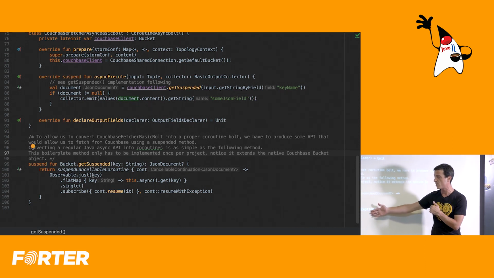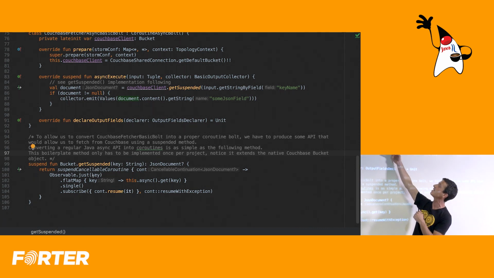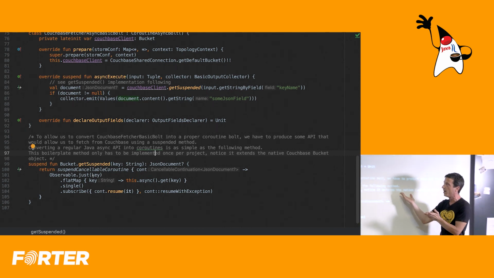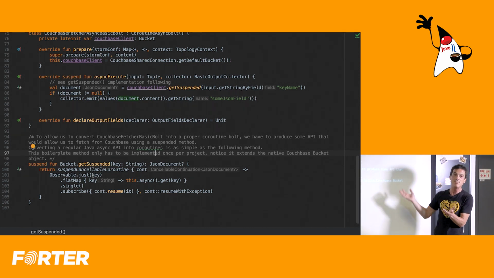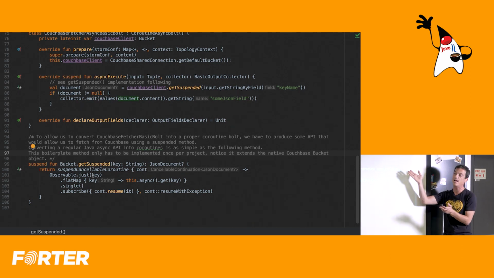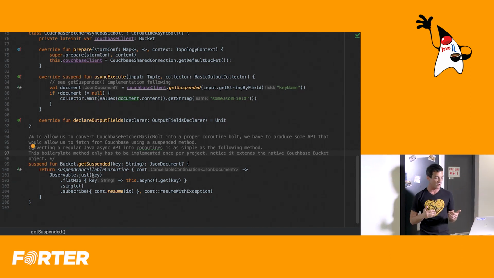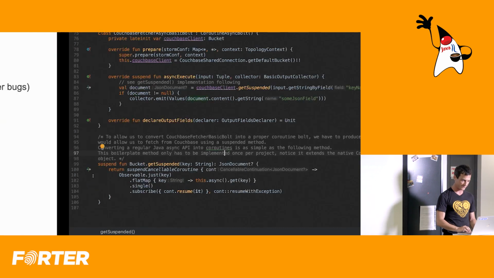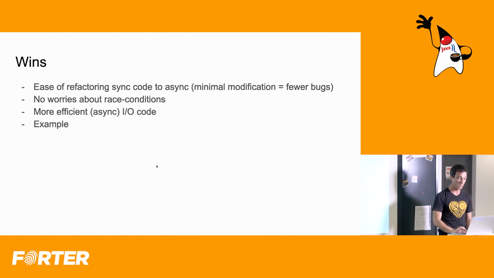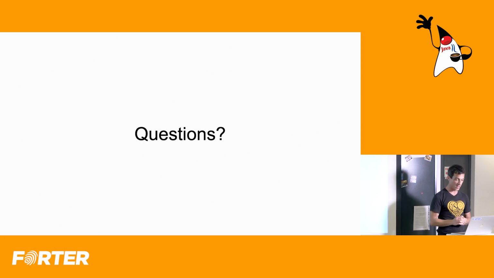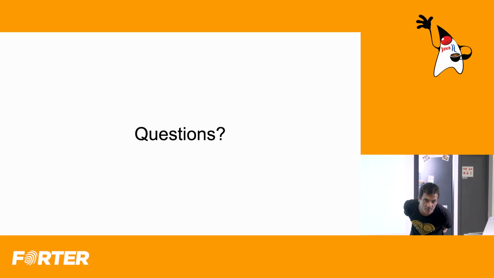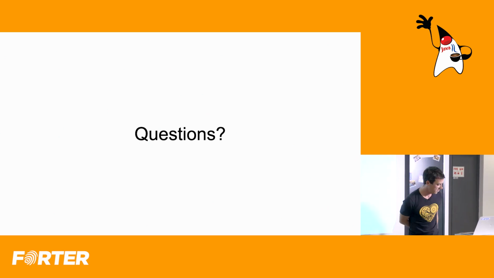We do that once per project, and then we can use the getSuspended method from everywhere and seamlessly turn synchronous code into async code with almost no changes. And that was the big win for us. No worries about race conditions. Still more efficient since we're doing non-blocking I/O. Great wins.